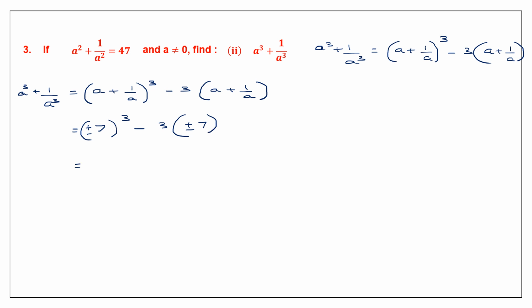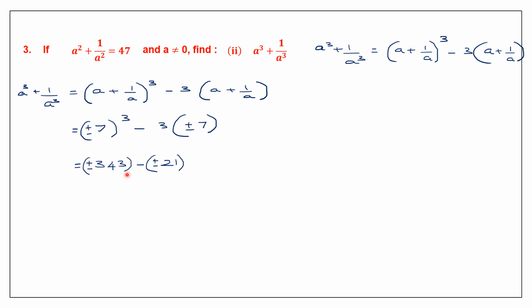Now 7 cubed. So 7 cubed is 7 into 7 into 7. Now here we know 7 sevens are 49. 49 into 7 is 343. So here we have 343, that is plus or minus, and minus 3 into 7. 3 sevens are 21. Again plus or minus.